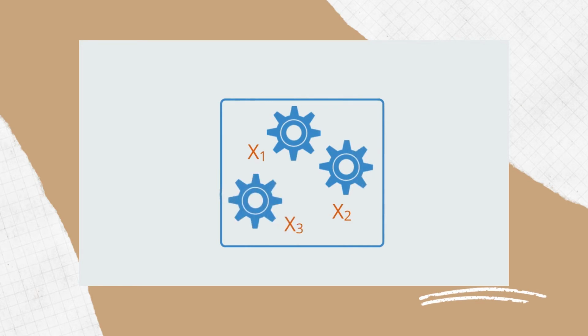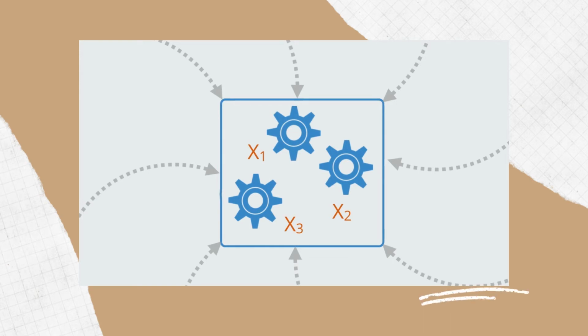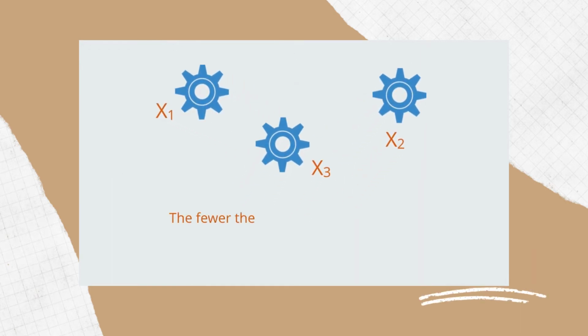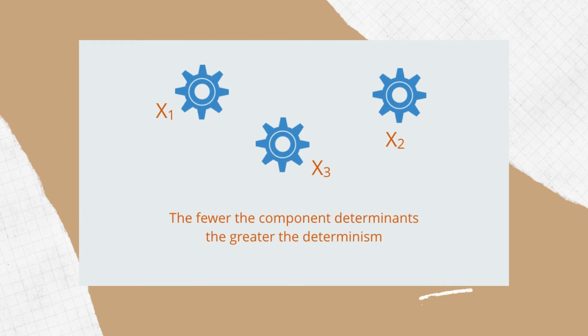Linear causality equally leads to the conception of determinism, in that it defines a closed system and reduces the number of causes to a limited set acting in a single direction. Reductionism and linear causality try to reduce the cause of an effect to a single or limited number of determinants, and the fewer the number of component determinants that we identify, the greater the determinism will be.